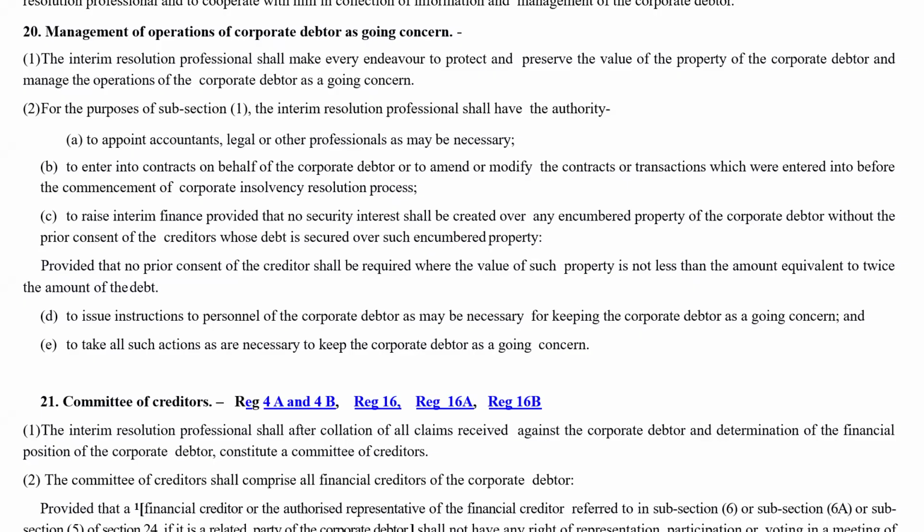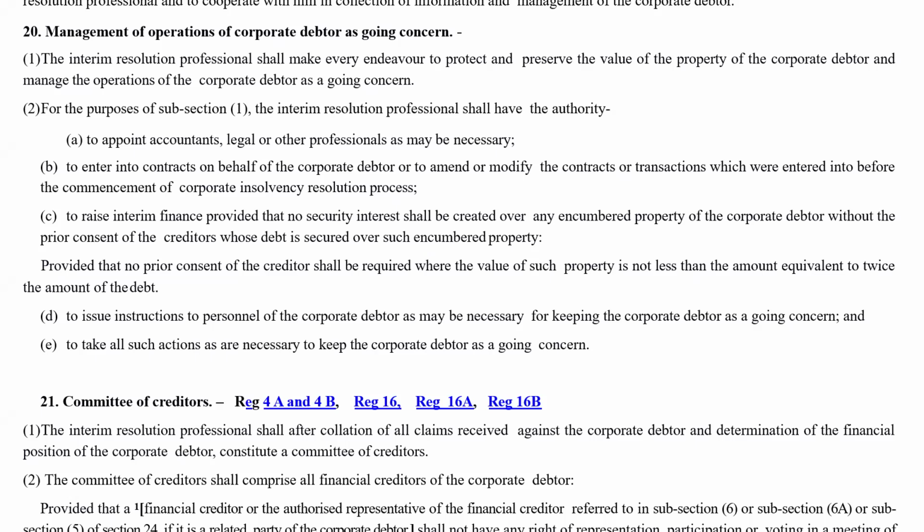Provided that no prior consent of the creditor shall be required where the value of such property is not less than the amount equivalent to twice the amount of the debt. Now suppose the CD is having property of 500 crores. The loan amount is 100 crores. So it says you leave twice the amount. So up to 200 crores is sufficient. But because the property cannot be divided into pieces, the entire property has been offered as security to the existing lenders. So then they say that okay, their debt is only 100 crores. So you keep 200 crores for them, twice the amount of debt, and on the balance 300 crores, because the value of the property is 500 crores, you can create a charge. This is the meaning, right?